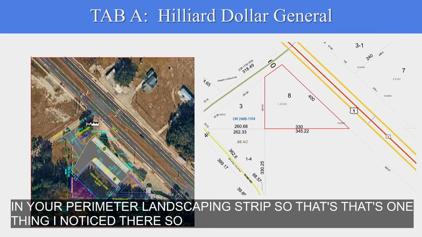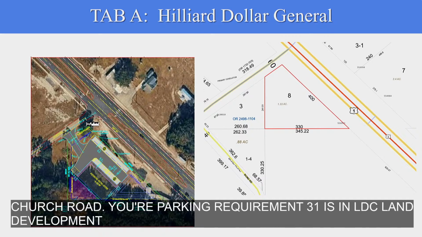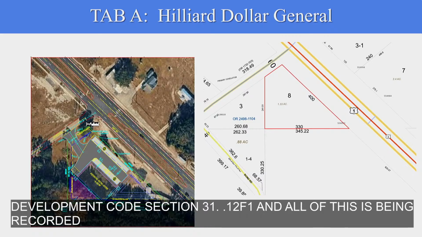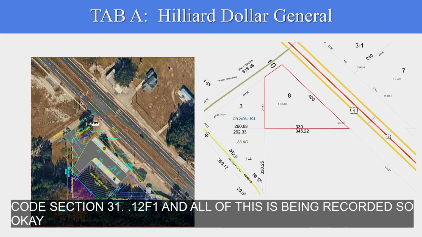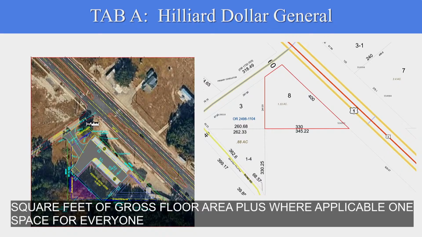So you got 25 feet on US 1, 10 feet on Church Road. Your parking requirement is in the LDC, Land Development Code, section 31.12F1, and all of this is being recorded, so you don't have to take copious notes on all of this. Should have started off with that, so I apologize. The parking requirements: one space for each 300 square feet of gross floor area, plus where applicable, one space for every 1,000 square feet of lot or ground area outside the buildings used for any type of sale or display.